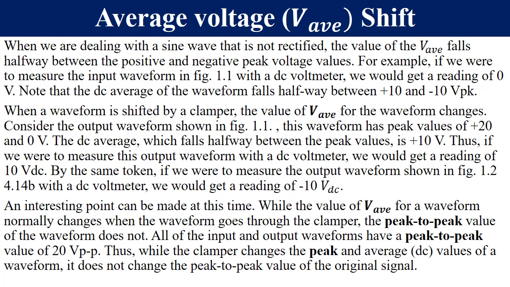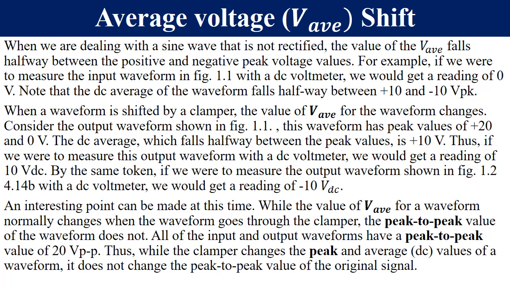Also for our negative clamper, we would get a minus 10 average voltage, which is also referred to as VDC. Please take note, VAV is the same as VDC. Why minus? Because it has 2 peaks, 0 volts and minus 20. If we add the 2 and divide by 2, we get minus 10 average voltage or VDC.